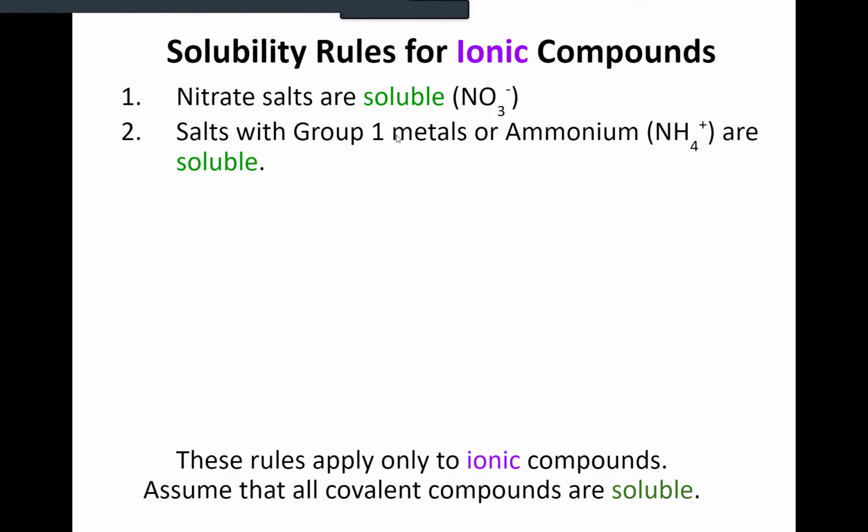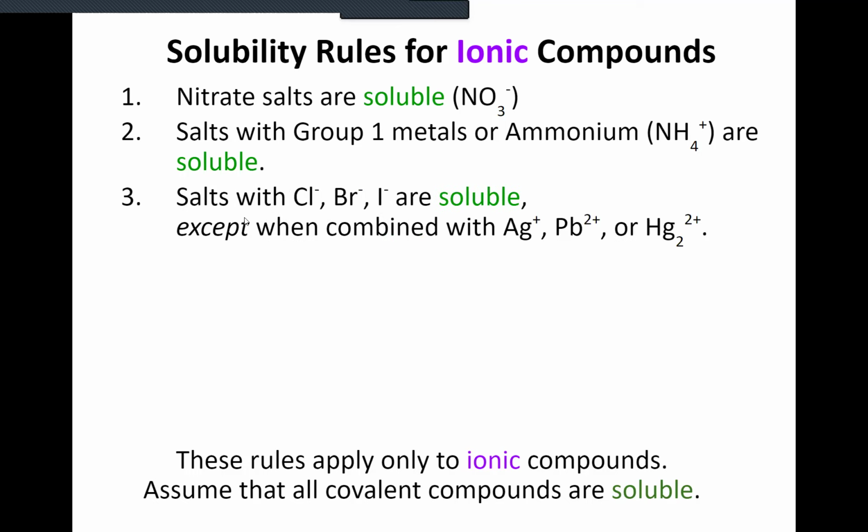Oh, what are group 1 metals? Students, remember back to the periodic table. When we say group, we're referring to a vertical column. So elements in column 1 that are metals, so hydrogen's not one of those. A group 1 metal or ammonium ion would make it soluble. Rule 3, salts that contain chloride ion, bromide ion, or iodide ion are soluble, but there are some exceptions, except when combined with silver ion, lead 2 ion, or mercury 1 ion.